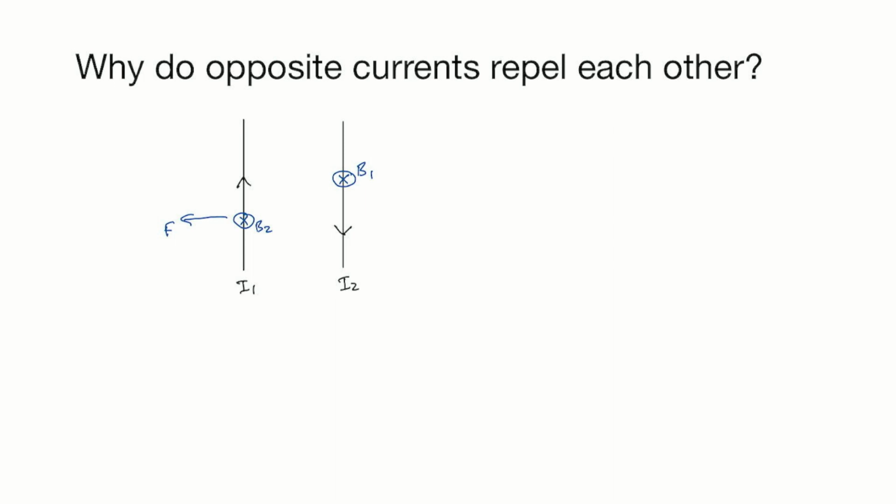Let's find the magnetic force on I2. We put our pointer finger in the direction of I2. We put our middle finger in the direction of B1, and we see that our thumb points to the right. And the result is that when the currents are opposite, they repel each other.